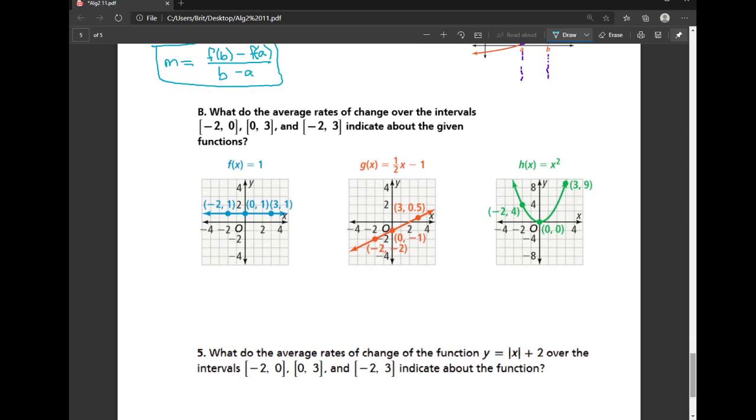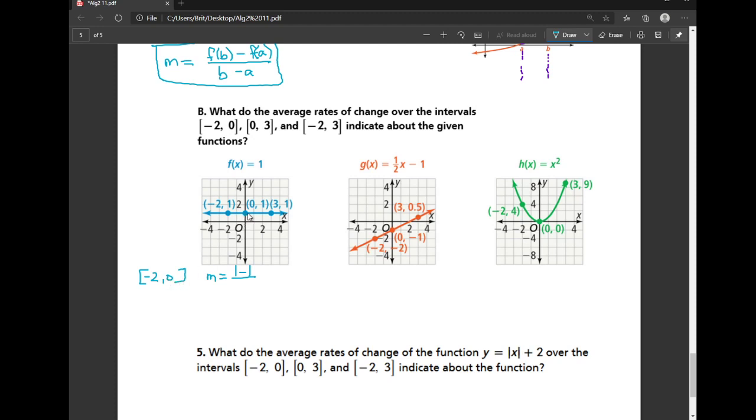So let's talk about what these rates of change do over the intervals. For this blue graph, first we want to look at the slope of the line between -2 and 0. So for the interval [-2, 0], I would take my slope, so I'd take the y value here at -2 and here at 0, and I would subtract them. They have the same y value here, right? So 1 minus 1.